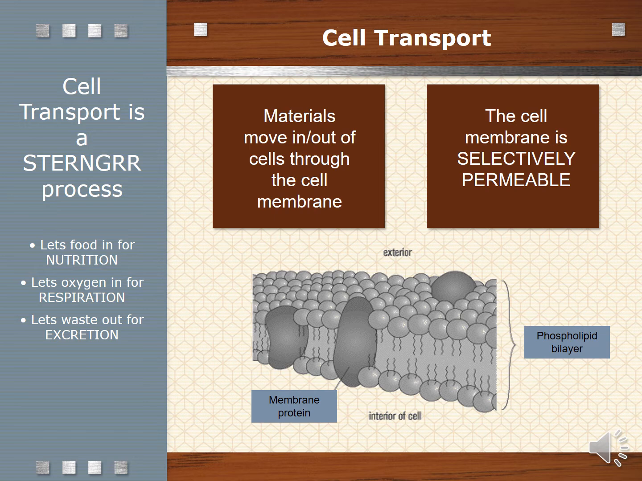So what has to happen is materials have to move in and out through the cellular membrane. We talked about that mosaic that we have that is the cellular membrane, which is the phospholipid bilayer that has these membrane-bound proteins that move around. The cell membrane is selectively permeable. It doesn't let everything through. It selects and lets certain things through and certain things cannot come through.